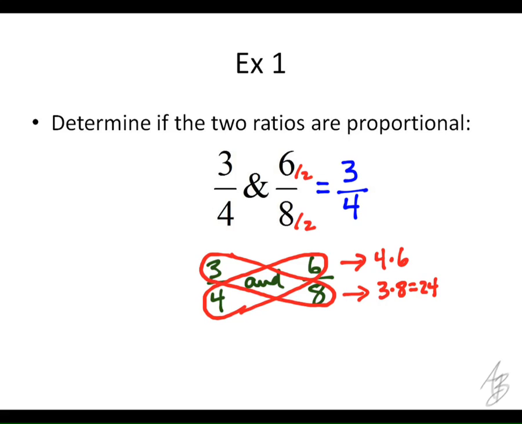And so what does that tell me? Since the cross multiplication numbers are equal to each other, that means that these two ratios are proportional. So to answer the question, it says determine if the ratios are proportional. We'll just say yes. That'll be good enough. Yes, they are proportional. You don't have to write that whole thing out, but they are proportional.